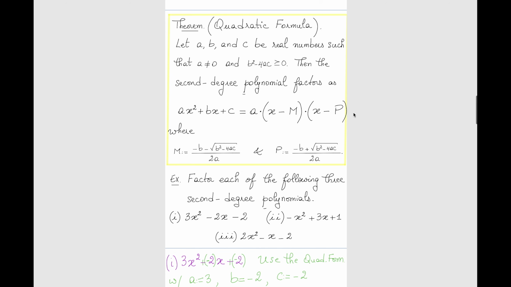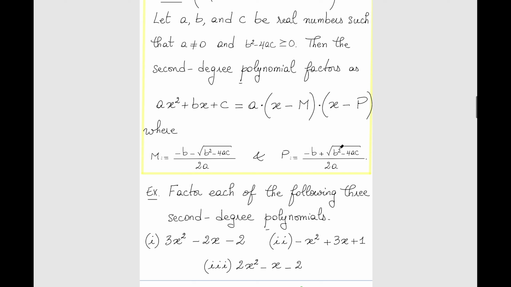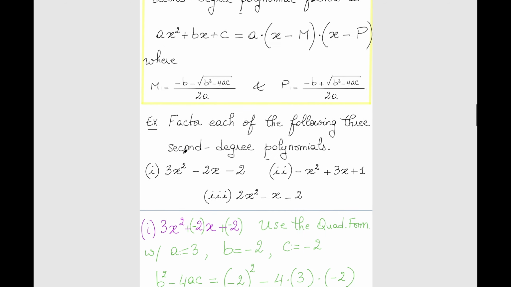Then I can factor, and the factorization happens once I find the m and once I find the p, and I just rewrite this, right? So I want to find m, I want to find p. Okay, so what's m?